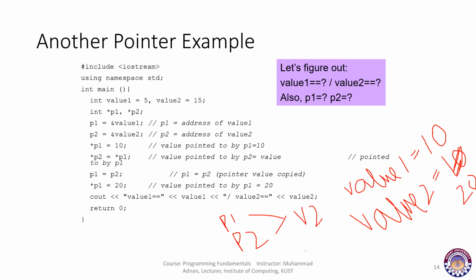And then if you print value 1, value 1 will have a value of 10, and value 2 will have a value of 20. And what will be inside P1 and P2? P1 will have the address of value 2, and P2 also will have the address of value 2.